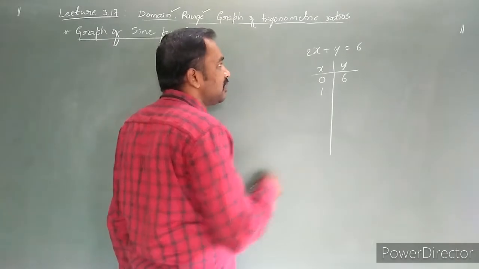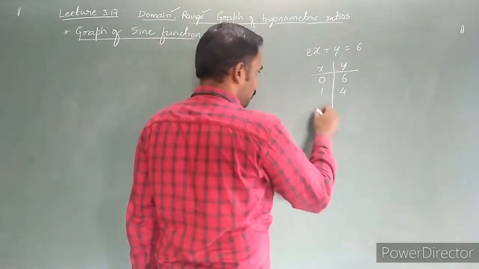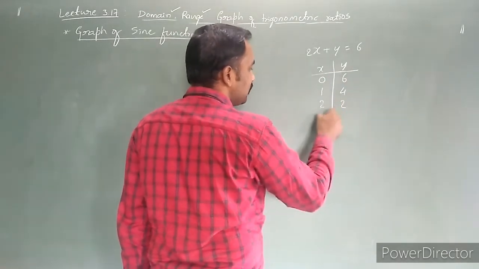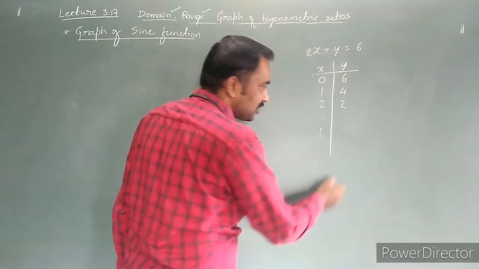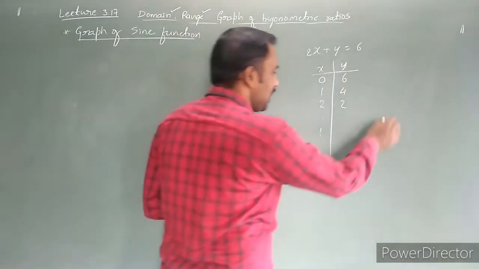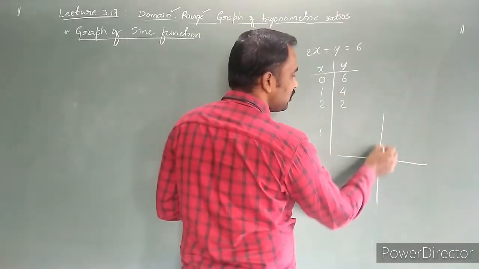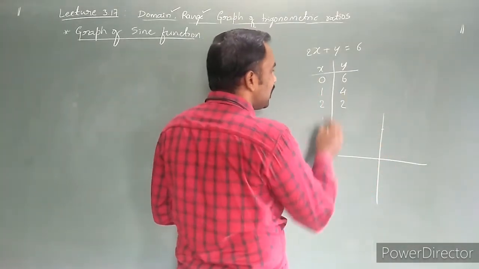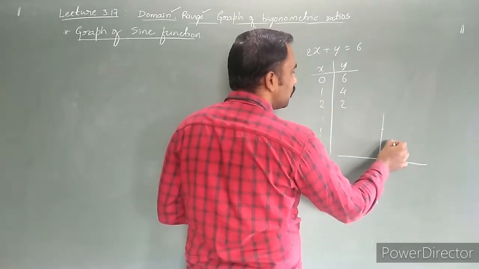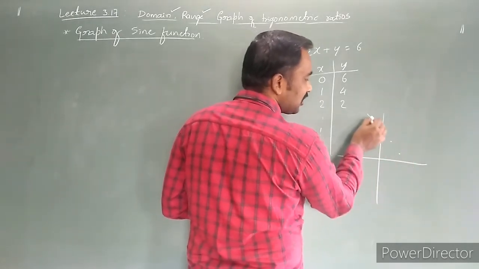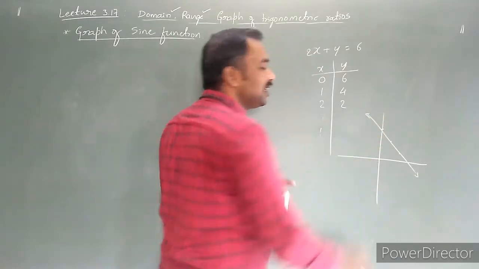Similarly, x value is 1. What is the y value? 4. X value is 2, y value is 2. Like that. Replacing the x value, we get the y value. Considering the xy coordinate plane, 0, 6, then 1, 4, then 2, 2. Joining these points, we get the line.